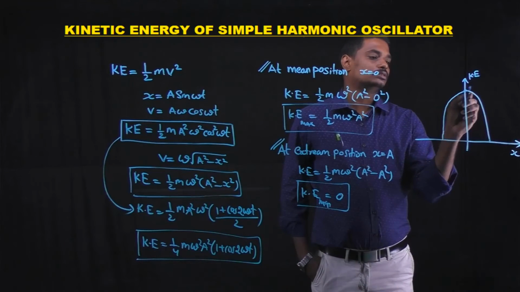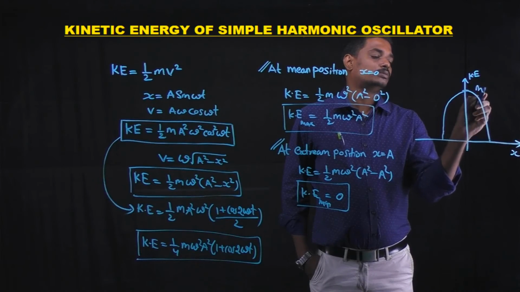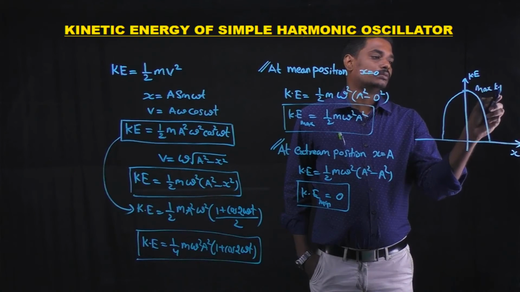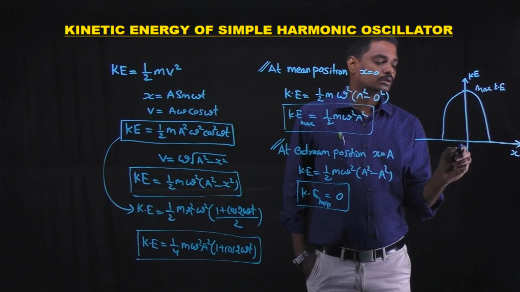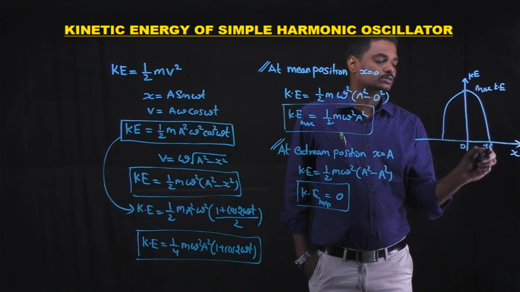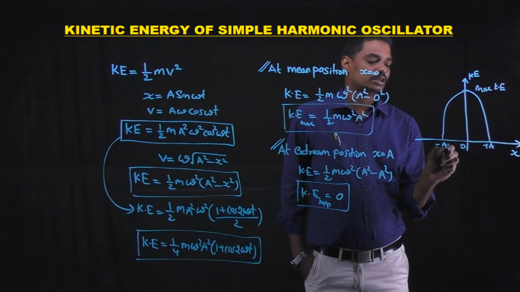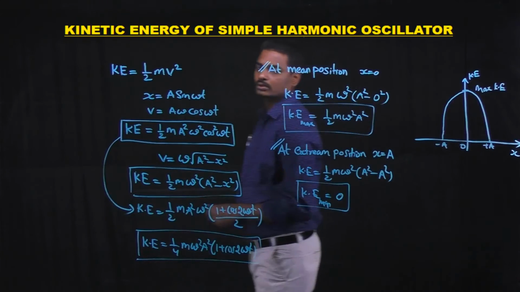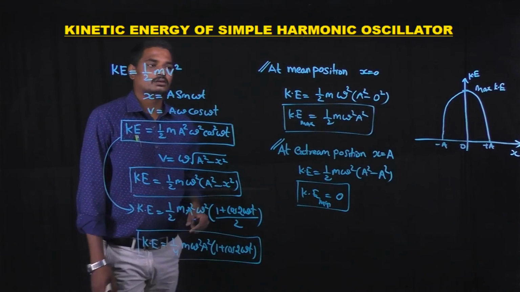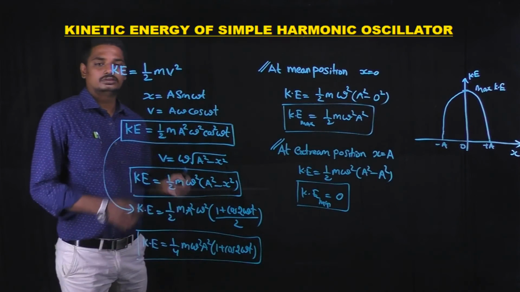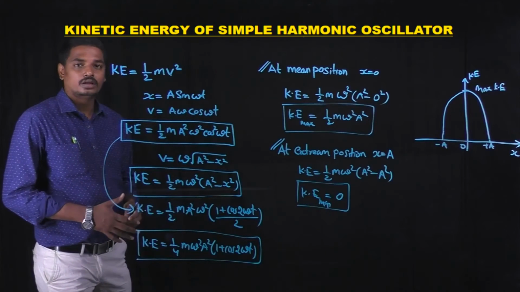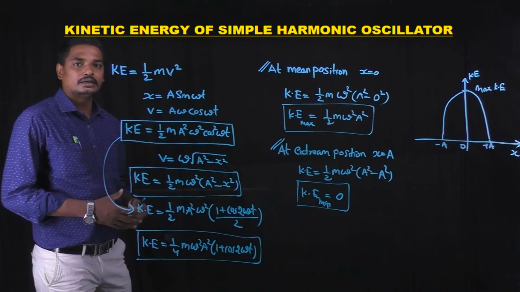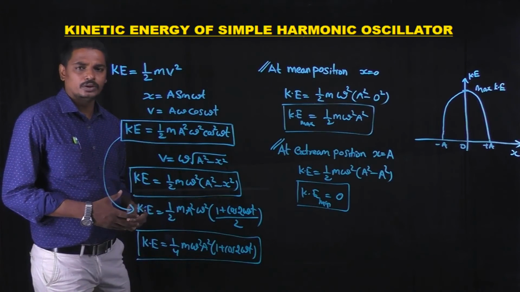So it is maximum kinetic energy at x is equal to 0, this is plus A and this is minus A. At extreme positions, the kinetic energy is equal to 0. Okay, so this is the expression for kinetic energy of a particle performing simple harmonic motion.